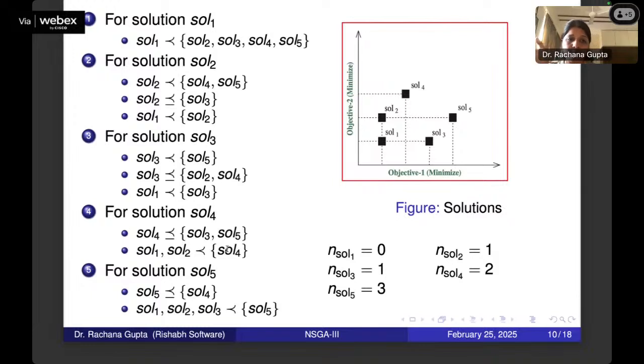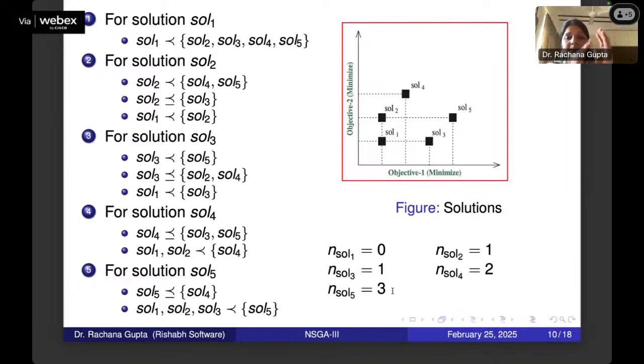Now solution 4. How many solutions dominate solution 4? There are two solutions, solution 1 and solution 4, that dominate solution 4. So that's the reason why the domination count of solution 4 is 2. How many solutions dominate solution 5? Here you can find 3, 1, 2, 3. So the domination count of solution 5 is 3.